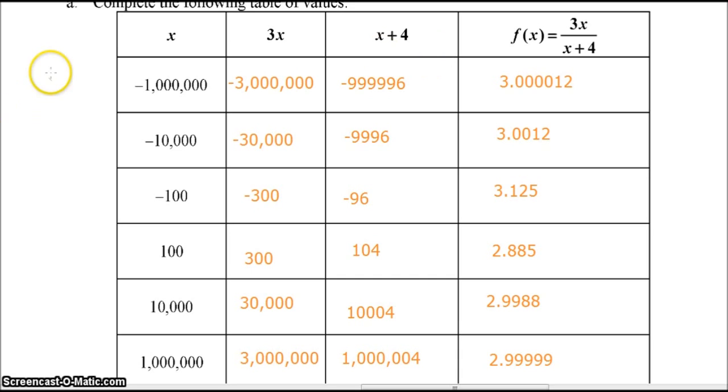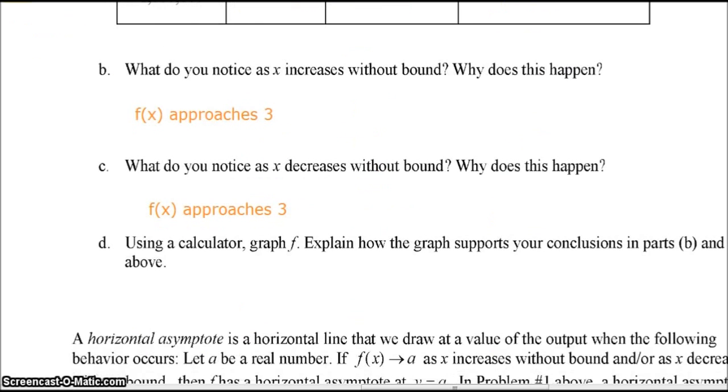It's kind of like we essentially have 3x over x as x goes to infinity. This is basically what we have. The 4 doesn't really matter. So that just equals 3. This ratio approaches 3 as x goes to infinity. So that's kind of an explanation for each of these.